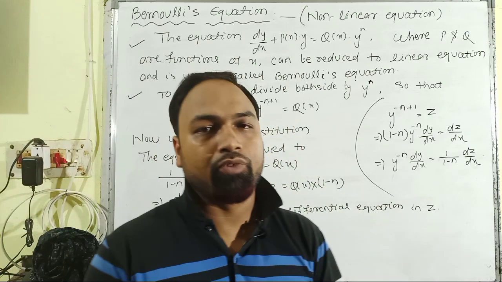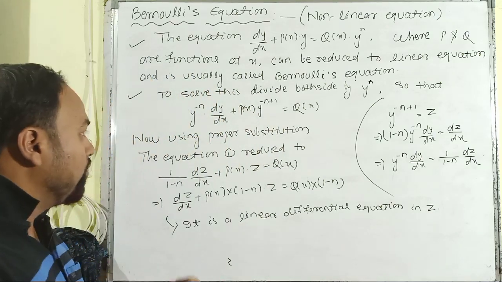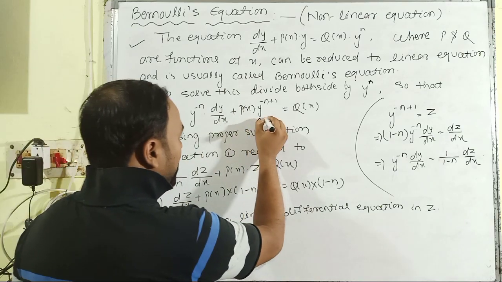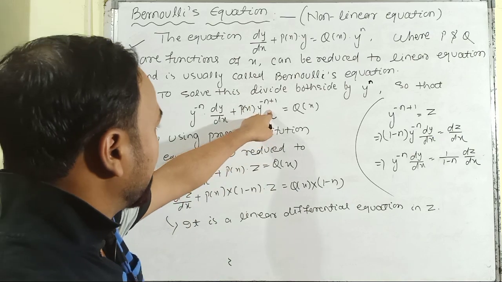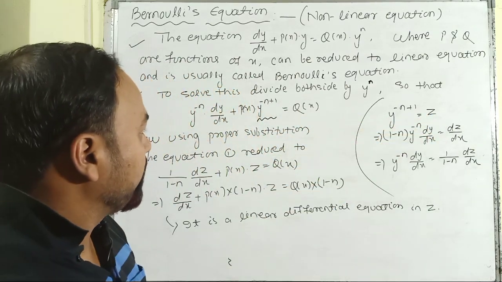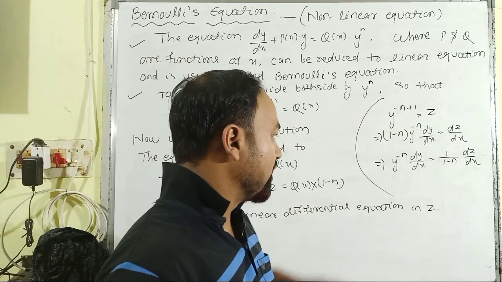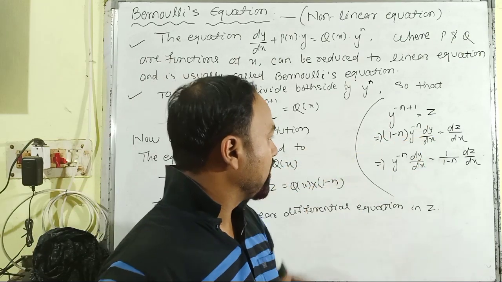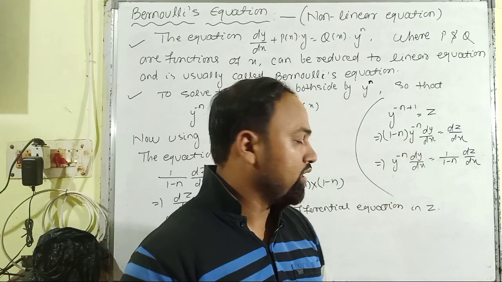Now we have to go for the proper substitution, and here the substitution is very important, because we have to decide which term to substitute. The term which is multiplied with p of x, we take as the z function. Z is another function, and in place of y to the power minus n plus 1 we substitute z. Then differentiating both sides, we have 1 minus n multiplied with y to the power minus n dy/dx is equal to dz/dx.